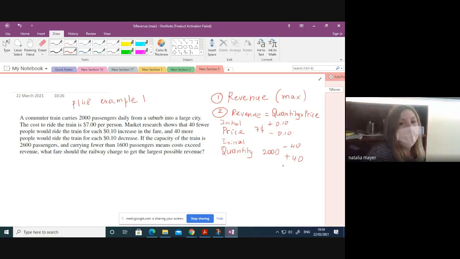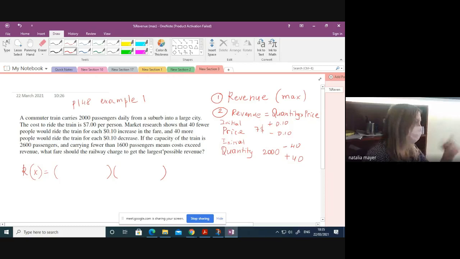okay? So while you're thinking how to do it, I will write down. So we are modeling the function a revenue, R of x. There will be a variable there, but we have not agreed yet what is going to be there. So you will have two expressions multiplied, right? One of the expressions is going to be the quantity expression. Let's start with the price because price affects the quantity. So price expression, and this is the quantity.